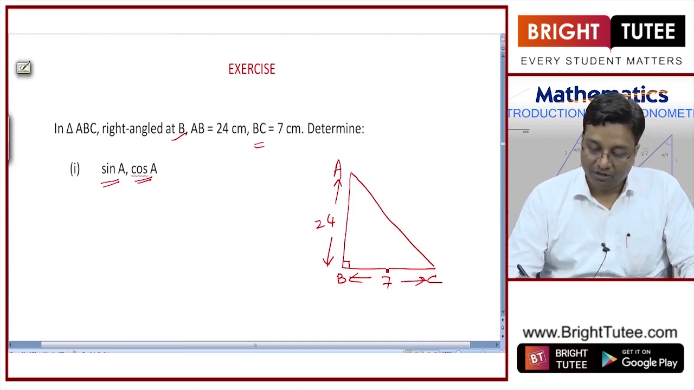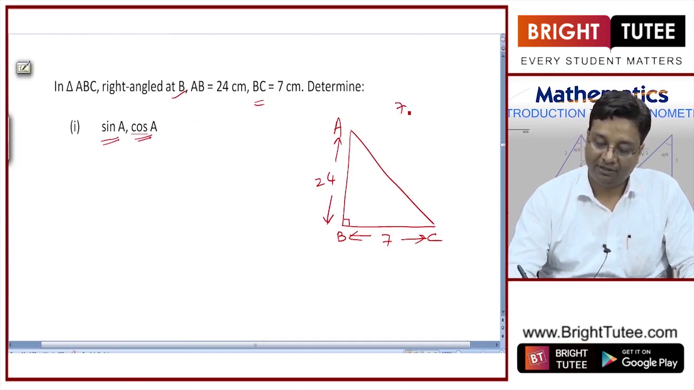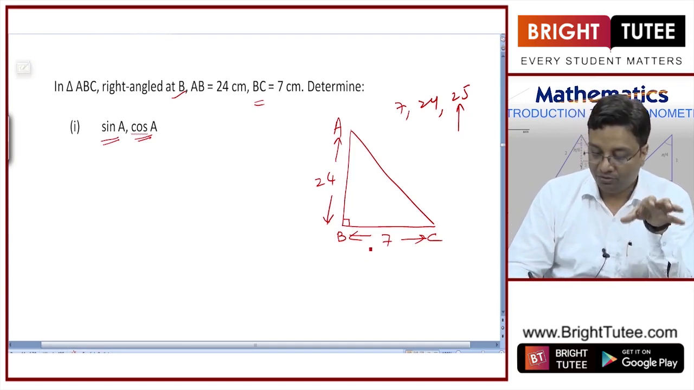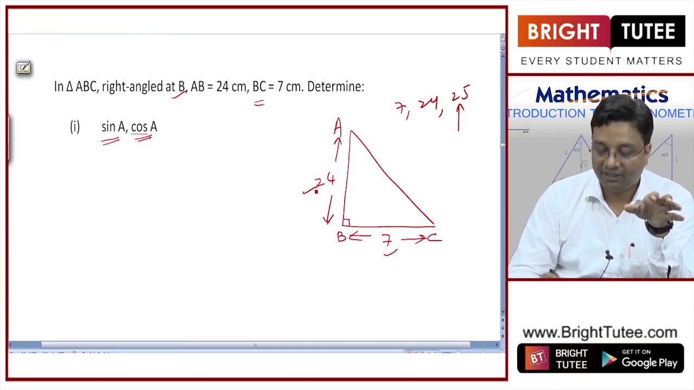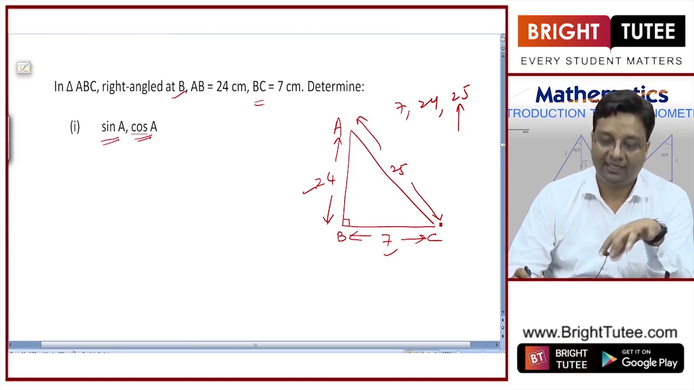So I have just told you the Pythagorean triplet 7, 24, and the third number will be 25. I can leave it to you as an exercise that you square these numbers, add, and then take the square root. You will get 25 here. So the third side is 25.